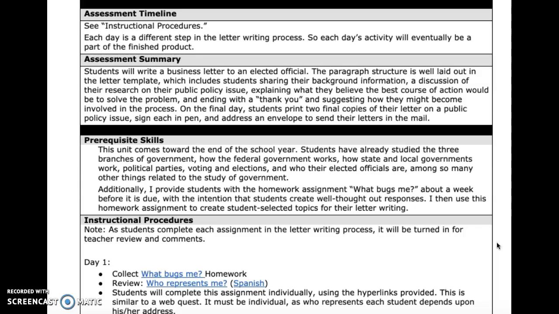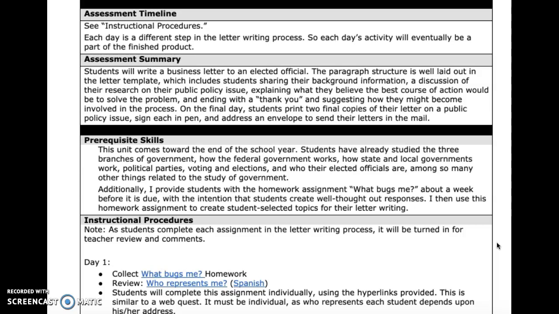So the structure of the letter is pretty laid out. The first paragraph, they're introducing themselves, introducing the topic, and explaining why the topic's important to them. In the second paragraph, they explain what are the sides of the issues, basically explaining the research. The third paragraph is taking a stance on the issue and suggesting a solution for the elected official or a way that they might become involved. And then the final paragraph is a thank you, where students suggest a specific way they might also be able to participate in government.